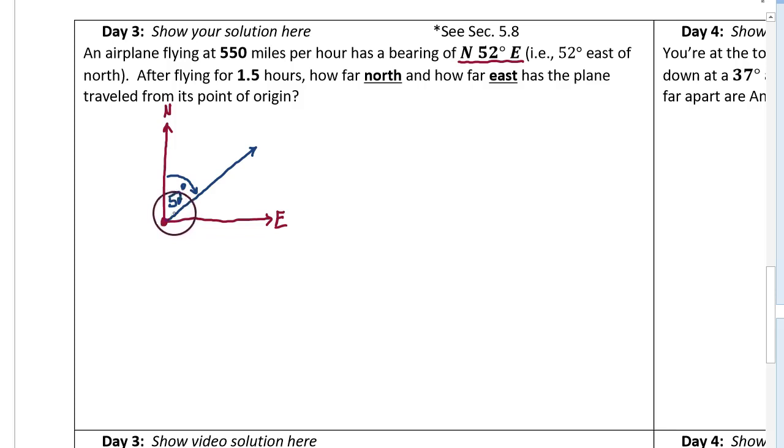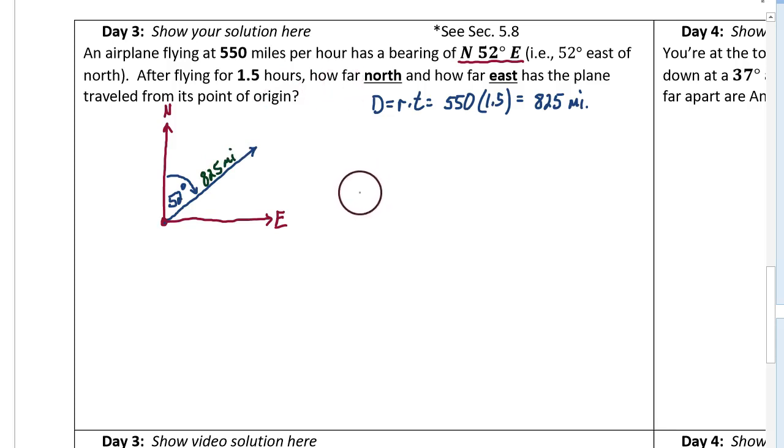Next, we can label how long this blue line is, because we know the speed of the airplane is 550, and we know that it's flying for 1.5 hours. Distance equals rate times time, so 550 times 1.5 will get us the distance. That's 825 miles. So this diagonal blue line representing the airplane's flight path is 825 miles long.